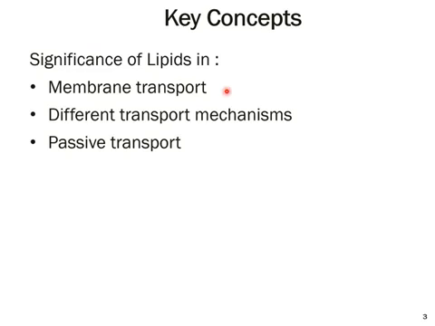Transport means anything that moves across the cell membrane. Either it moves from the extracellular environment to the intracellular environment, or the cell discharges something from inside the cell to the outside world, and that includes the uptake of nutrients and the excretion of waste materials as well. So all these things come under the umbrella of membrane transport.